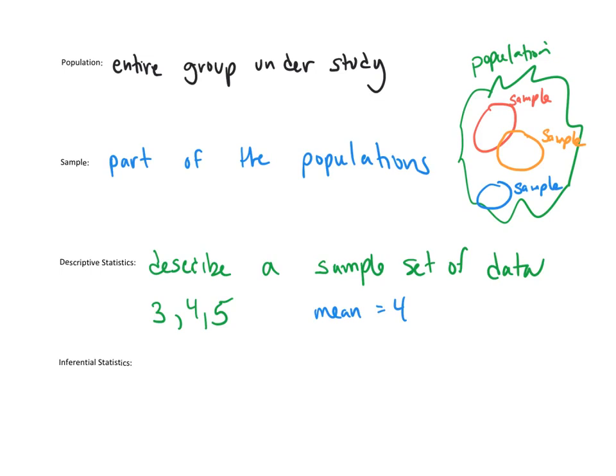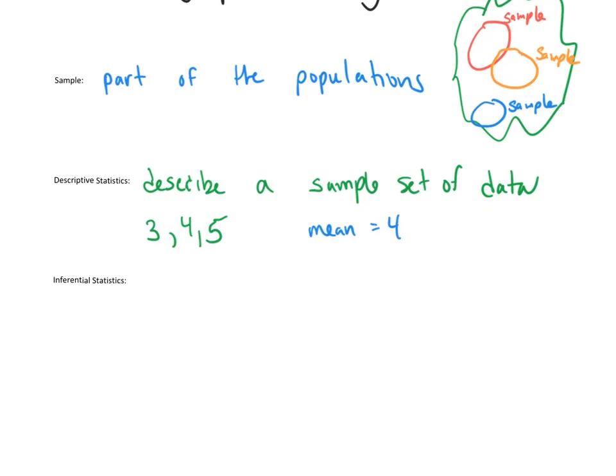That varies a lot with inferential statistics, which is not always so straightforward. With inferential statistics, we're going to use information from the sample to make conclusions about the population.